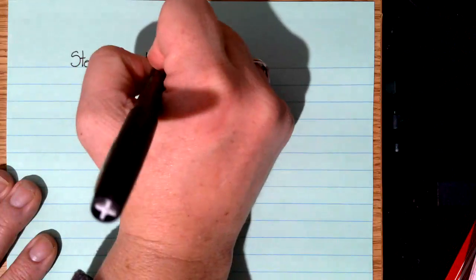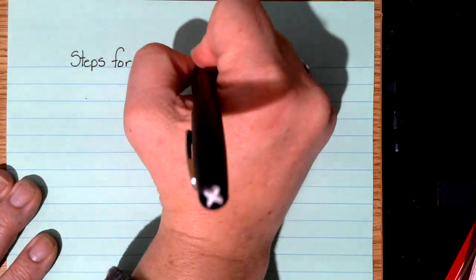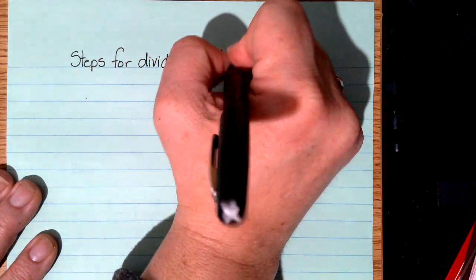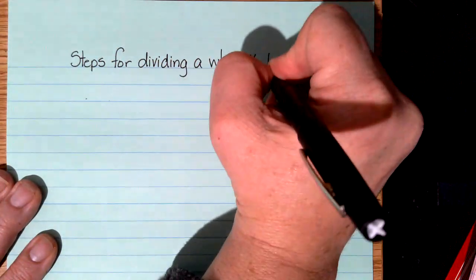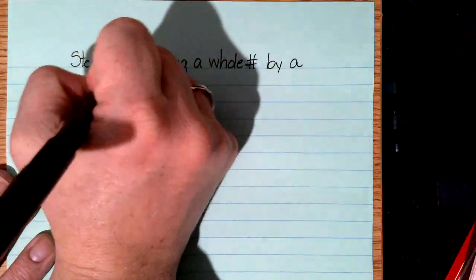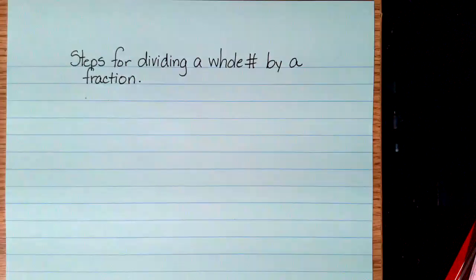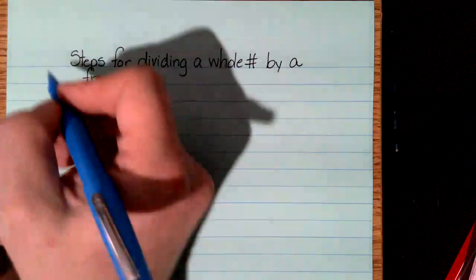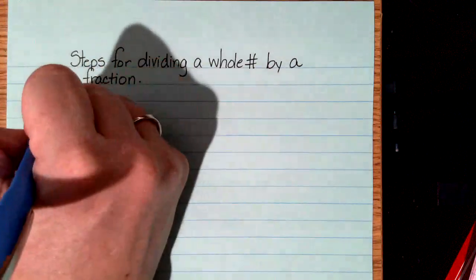So, steps for dividing a whole number by a fraction. So let's start with step 1. Change the whole number to a fraction by writing it over 1. This is familiar. We did this with multiplication too.